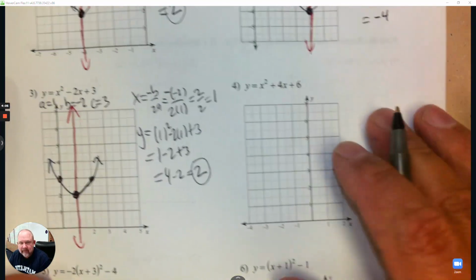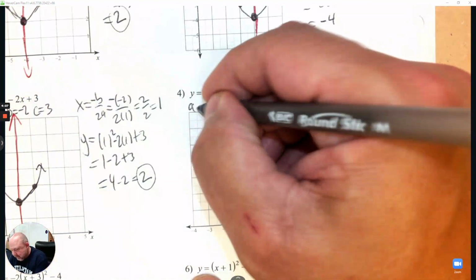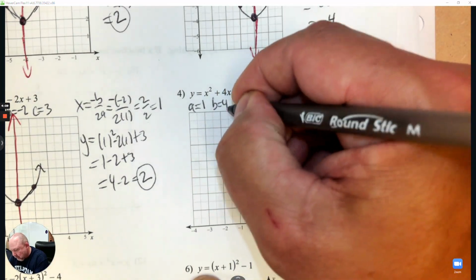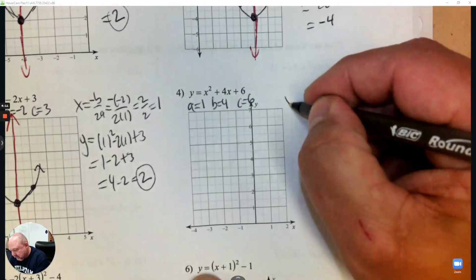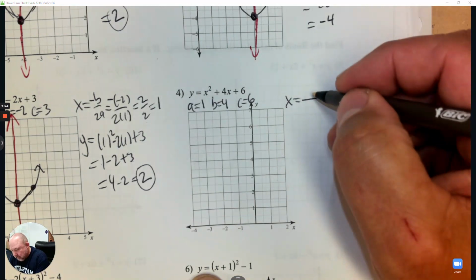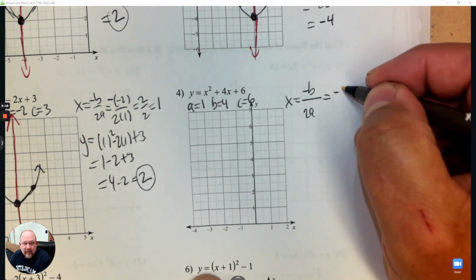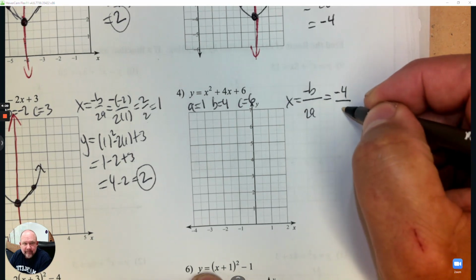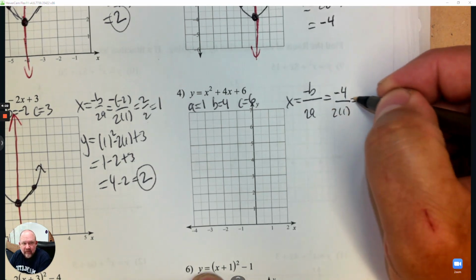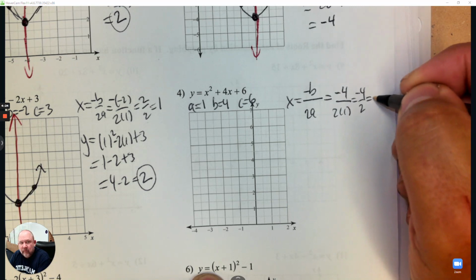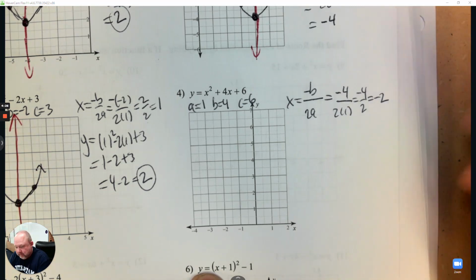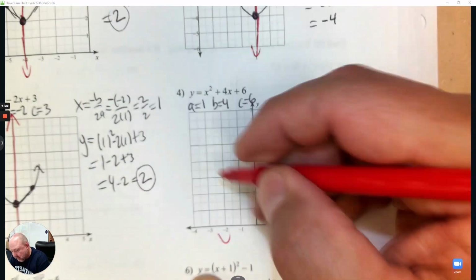All right, last one to practice like this. A is equal to 1, B is equal to 4, and C is equal to 6. Write down the formula negative B over 2A. Plug in 4 for B and 1 for A, and then solve. So it's negative 4 divided by 2. So that's negative 2. Find negative 2 and draw a line there.